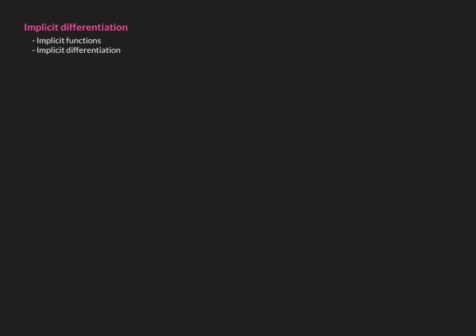In this video, we're going to talk about implicit differentiation. We are going to start by looking into what makes a function implicit and the differences with an explicit function. And then we're going to use the differentiation rules to differentiate implicit functions, or to differentiate functions implicitly.